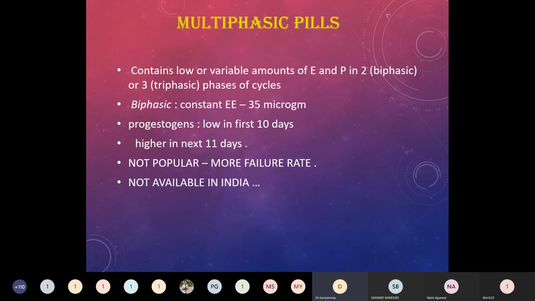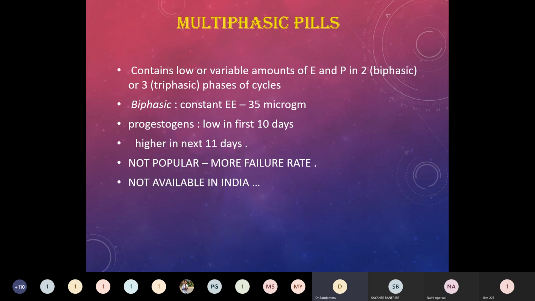In multiphasic pills, the concentration of estrogen remains the same in all the pills, whereas the concentration of the progesterone varies according to the days of the cycle. It is available in biphasic form and triphasic form.